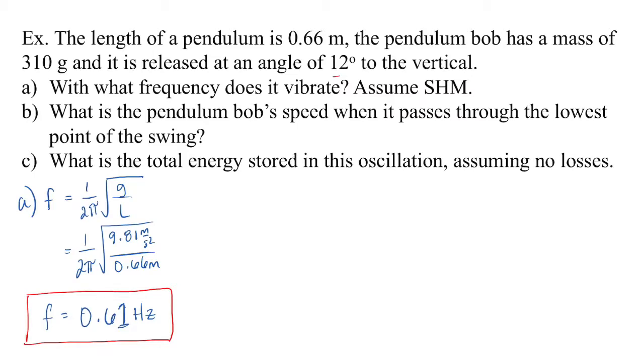What is the pendulum bob's speed when it passes through the lowest point of the swing? Okay, we know usually when we're talking about speed and we know stuff about energies that we're probably going to be using kinetic energy to find speed, right? So again, what do we know about energies and pendulums? We know at the lowest point, they have all kinetic energy, so kinetic energy is at its maximum. And we know at their highest point, they have all potential energy, okay? So I just need to find the potential energy at its maximum height to then be able to find the kinetic energy at its maximum, at its lowest height.